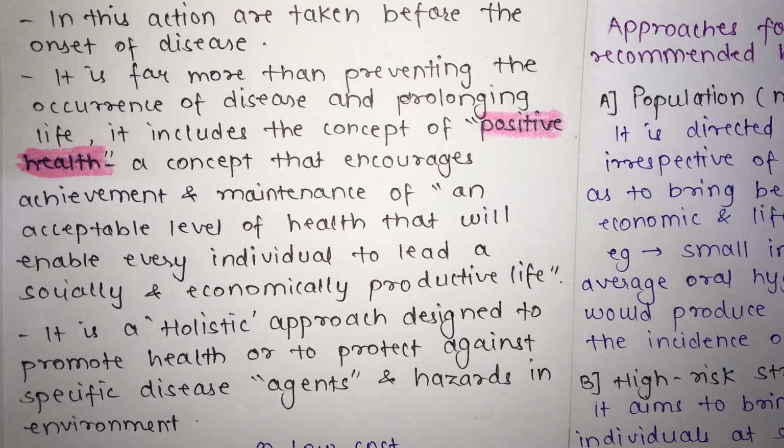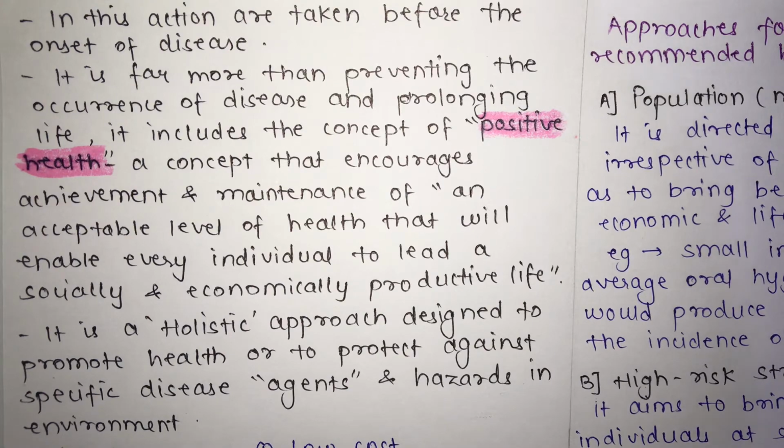In this, the actions are taken before the onset of the disease, and it is far more than preventing the occurrence of the disease and prolonging the life. It includes the concept of positive health, in which you are preventing the occurrence of the disease and prolonging the life. Positive health is a concept that encourages achievement and maintenance of an acceptable level of health that will enable every individual to lead a socially and economically productive life. So that is what positive health is.